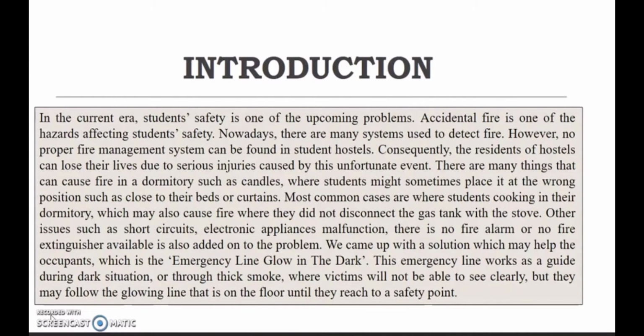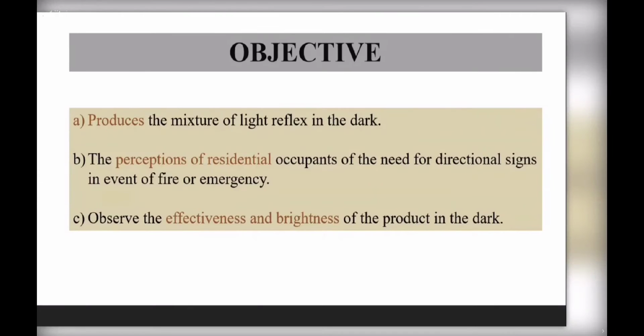We come up with a solution which may help the occupants, which is the emergency line glow in the dark. This emergency line works as a guide during dark situations or thick smoke, where victims will not be able to see clearly, but they may follow the glowing line on the floor until they reach the safety point.